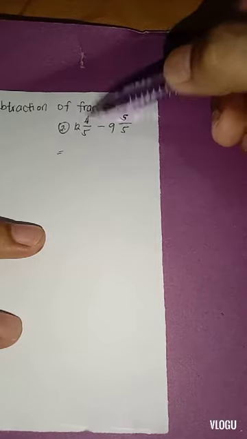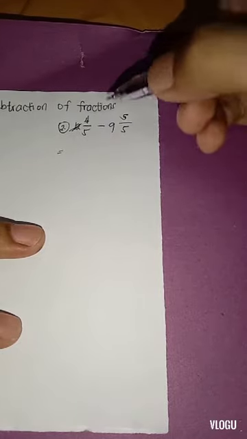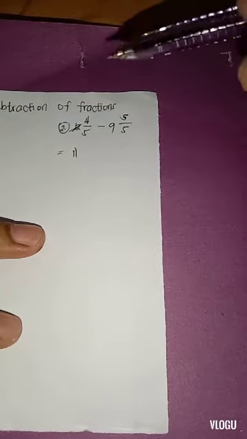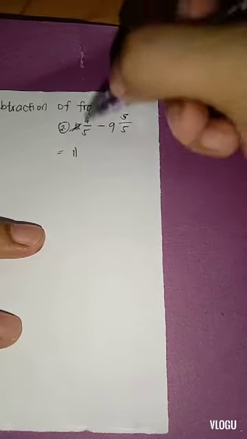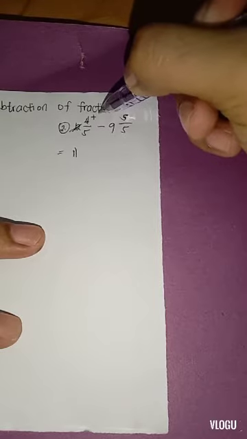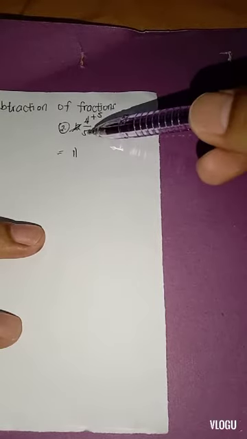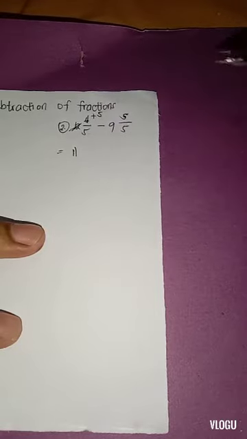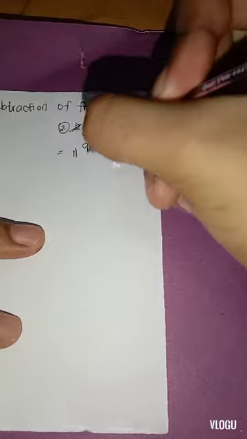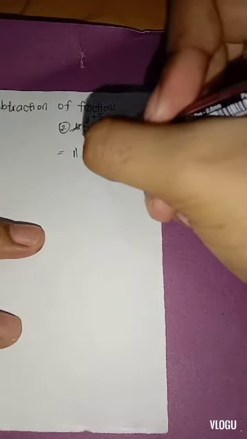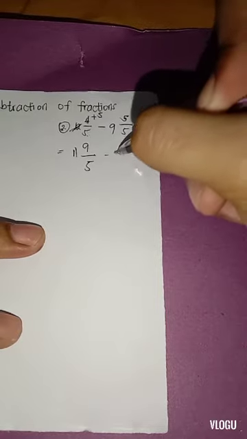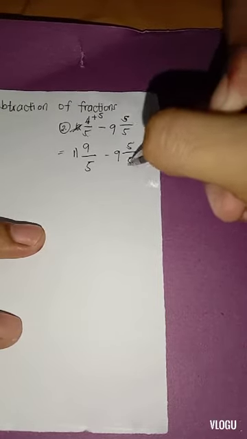So if the number here is smaller, we will borrow from number 12. So 12 becomes 11 because it borrowed 1. And then that 1 will become 5. So why 5? Because what you look at is the denominator. So 4 plus 5 is equal to 9. Then copy the denominator 5. Then copy the given. So 9, 5, and 5.